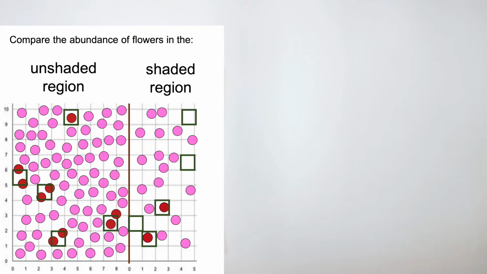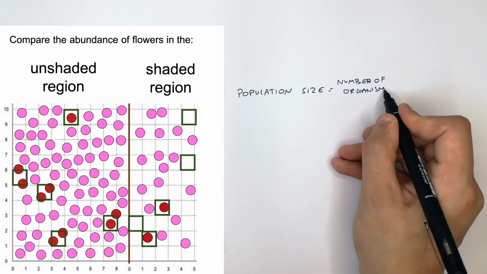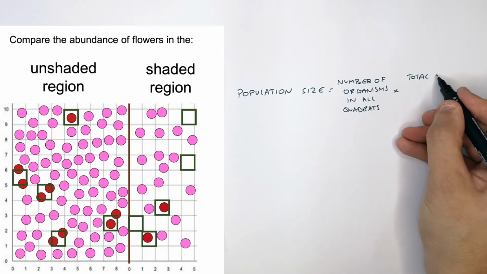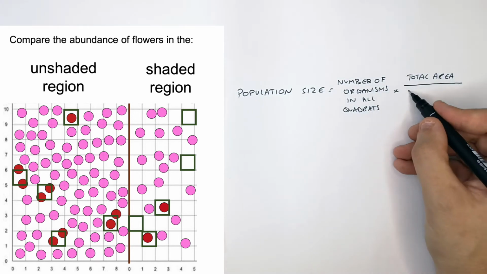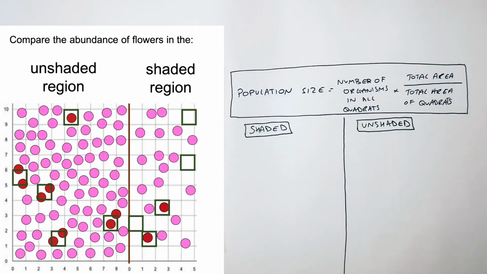We can now estimate the population size for the number of plants in both the shaded and unshaded area. We can do that by using the equation: population size equals number of organisms in all the quadrats times the total area divided by the total area of quadrats. This equation is effectively multiplying the mean by the total area.